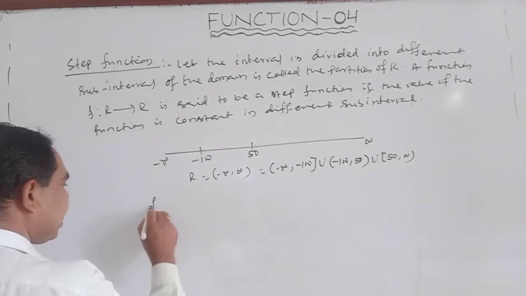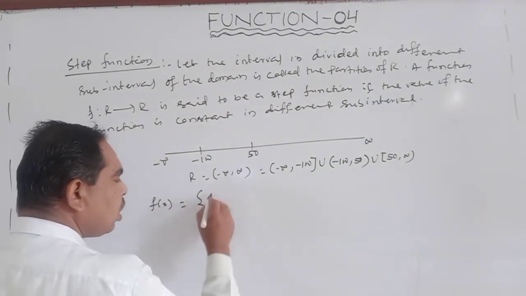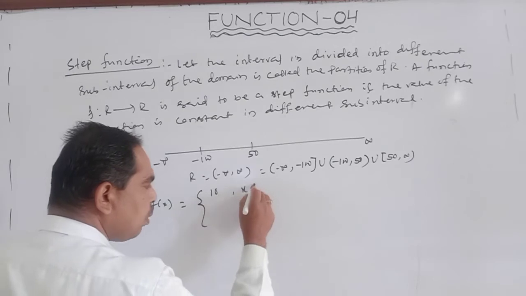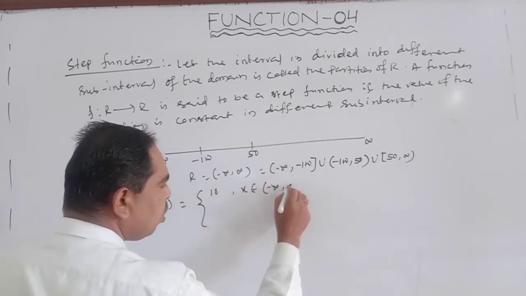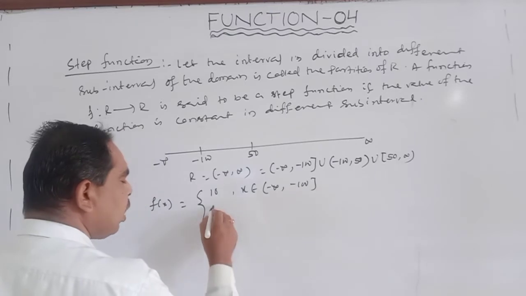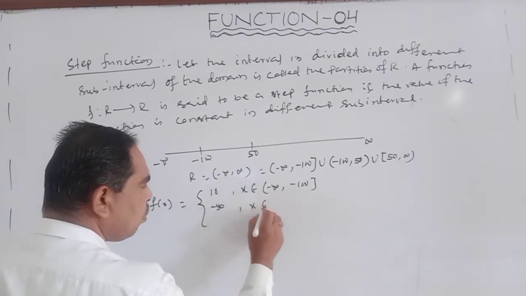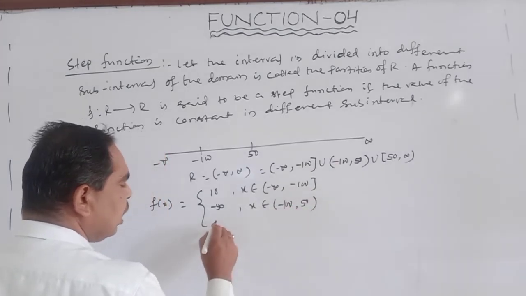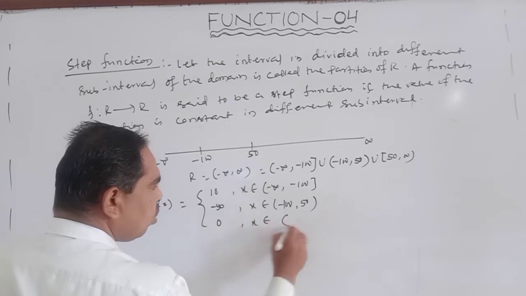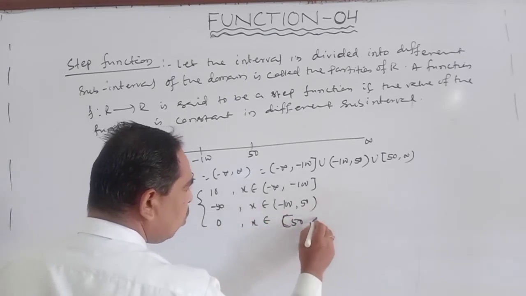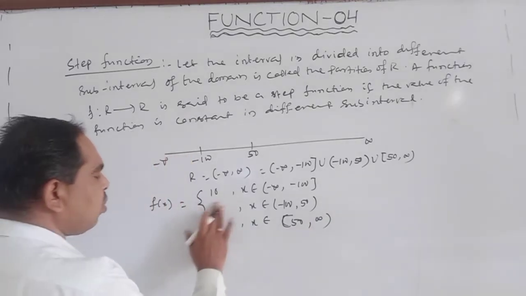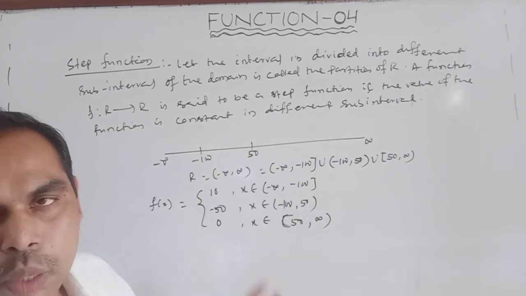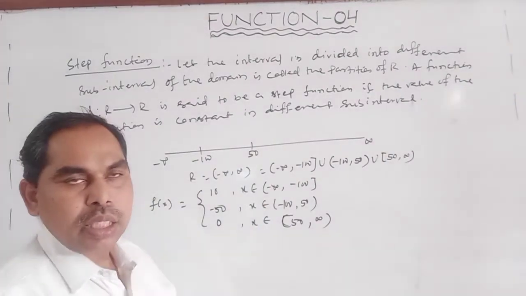So f of x is equal to 10, a constant; you may write any constant, when x belongs to the interval minus infinity to minus 100. Another one, minus 50, when x belongs to the interval minus 100 to 50. Next, 0, when x belongs to the interval 50 to infinity. This is called a step function, meaning in different intervals the value of the function is constant.